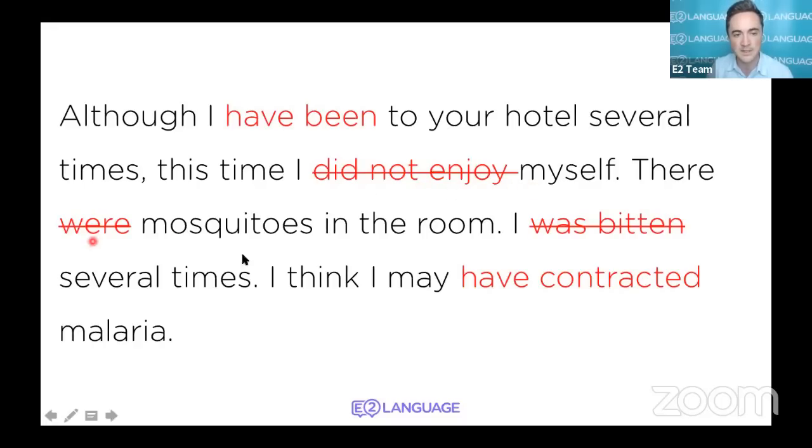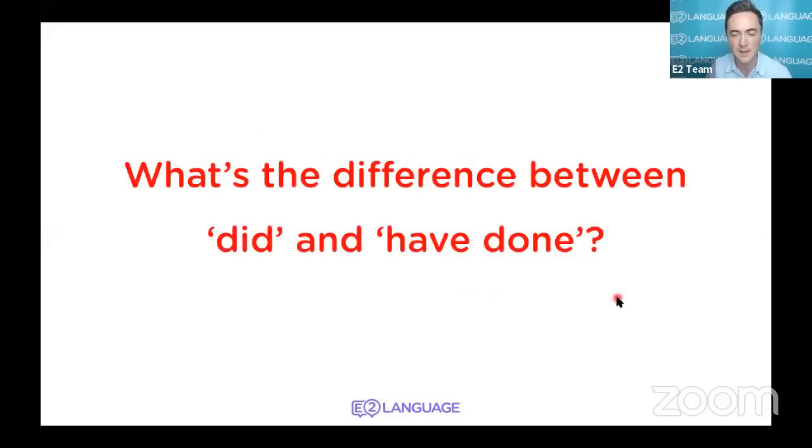There were mosquitoes in the room, past fact. I was bitten. This is a past fact, but it's passive. I have contracted malaria. Right, so the mosquito bit you, you contracted malaria, you're pulling that experience into the present moment because it's currently relevant.